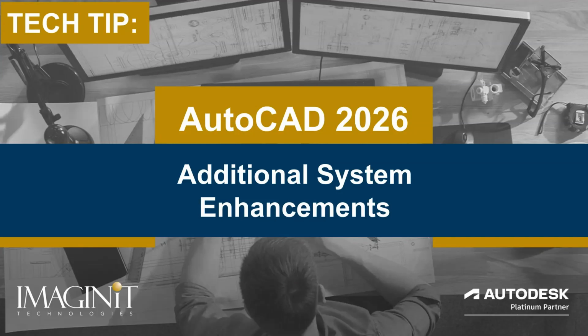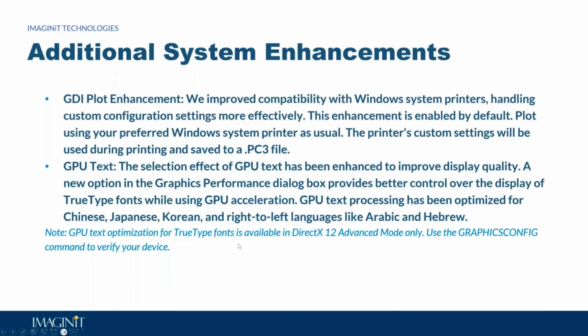Additional enhancements on the system side. The first one is GDI plot enhancement. They've improved compatibility with Windows system printers, handling custom configuration settings more effectively. This enhancement is enabled by default. Plot using a preferred Windows system printer as usual. The printer's custom settings will be used during printing and saved to a PC3 file.